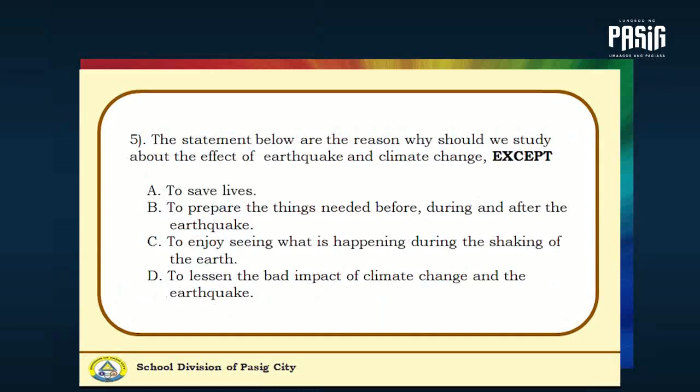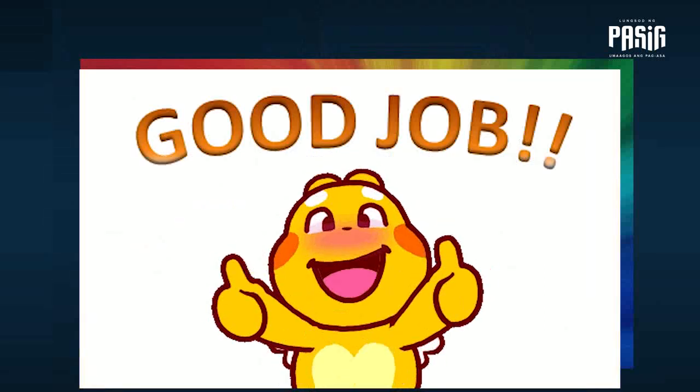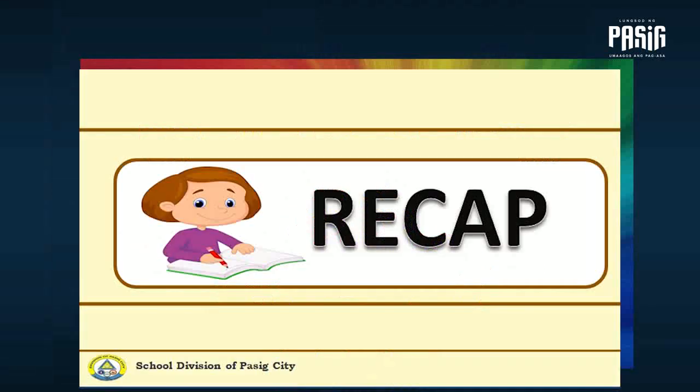Number 5. The statements below are the reasons why we should study about the effect of earthquake and climate change, except A. To save lives. B. To prepare the things needed before, during, and after the earthquake. C. To enjoy seeing what is happening during the shaking of the earth. And letter D. To lessen the bad impact of climate change and the earthquake. Timer starts now. And the answer is letter C. To enjoy seeing what is happening during the shaking of the earth. Who got 5? Who got below 5? Good job, kids!